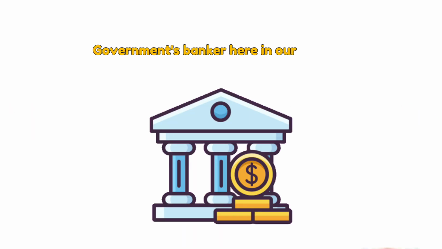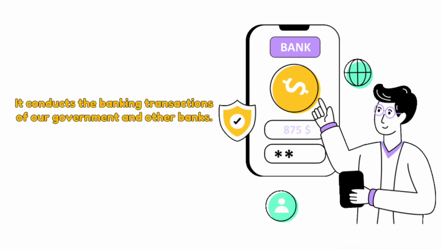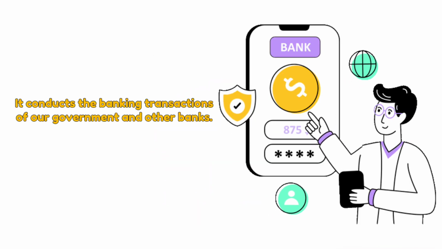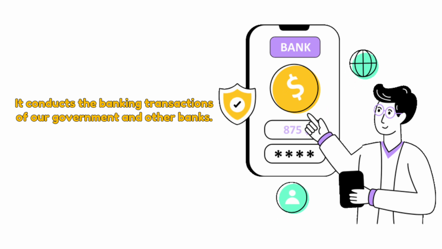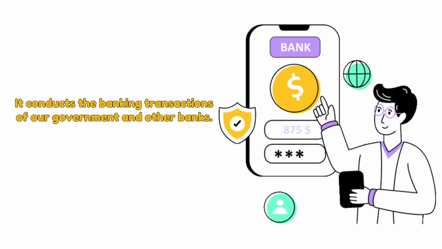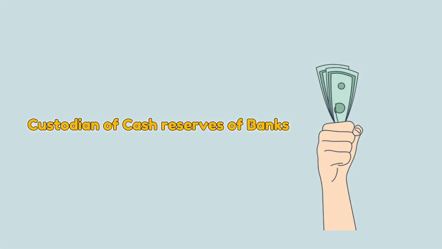The central bank is our government's banker here in our country. It conducts the banking transactions of our government and other banks. Government anticipates taxes or loans of our area. The third one is custodian of cash reserves of banks.